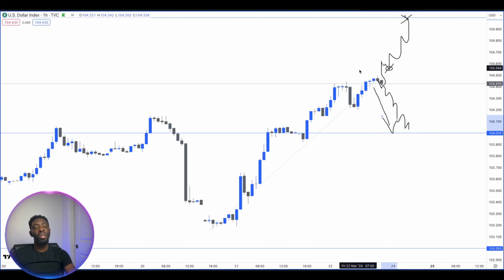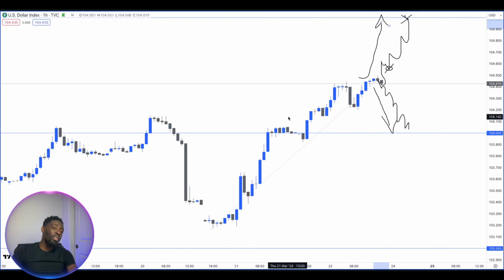If this doesn't happen, then I know already the buyers will most likely test areas like 105. And that's it. That's it for the DXY. It's quite easy. As I said, there's not a lot we can do on the DXY.